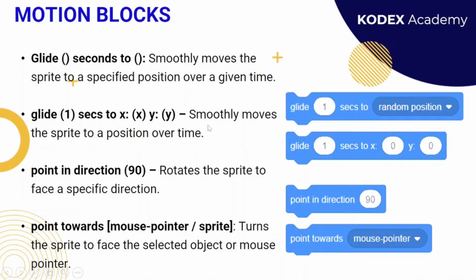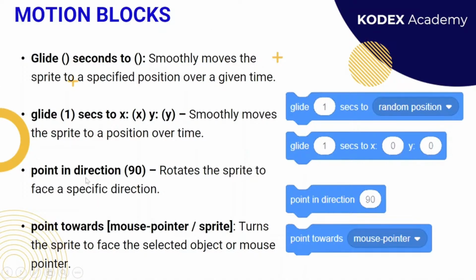Same type of block when you want a specific position: here, instead of random position or mouse pointer, you can set the value of X and Y. Otherwise both blocks work in the same way, but here you can choose the random position and the mouse pointer as per your animation's demand, and here you will set the specific value of X and Y.